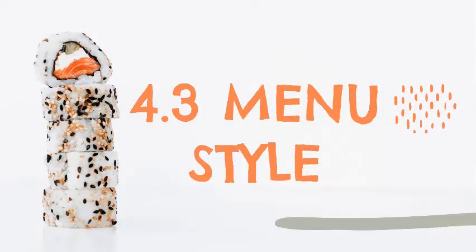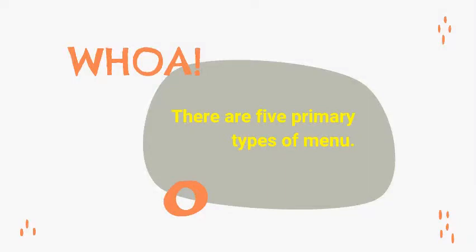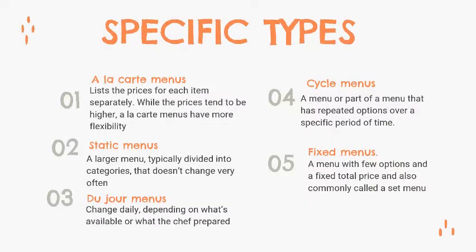Okay, next I will make a presentation about menu style. There are 5 primary types of menu, and I will share some information about them along with some more specific types of menu that are considered primary menu types. The 5 types of menus most commonly used are: number 1, a la carte menus, which list the price for each item separately, while the price tends to be higher. A la carte menus have more flexibility.